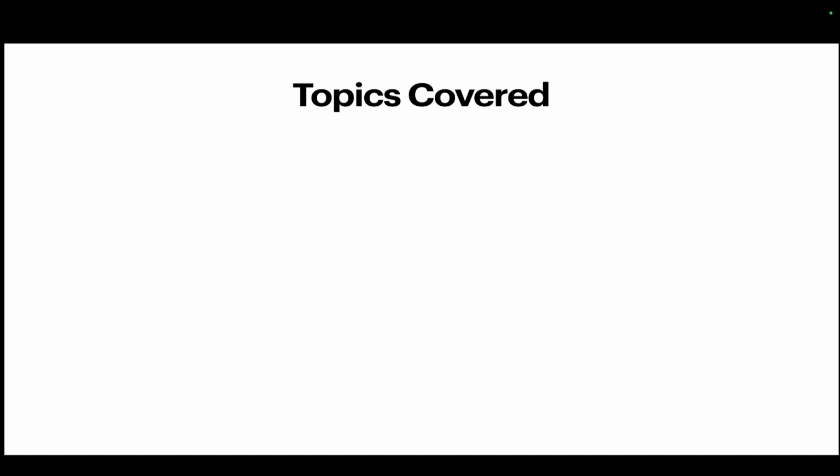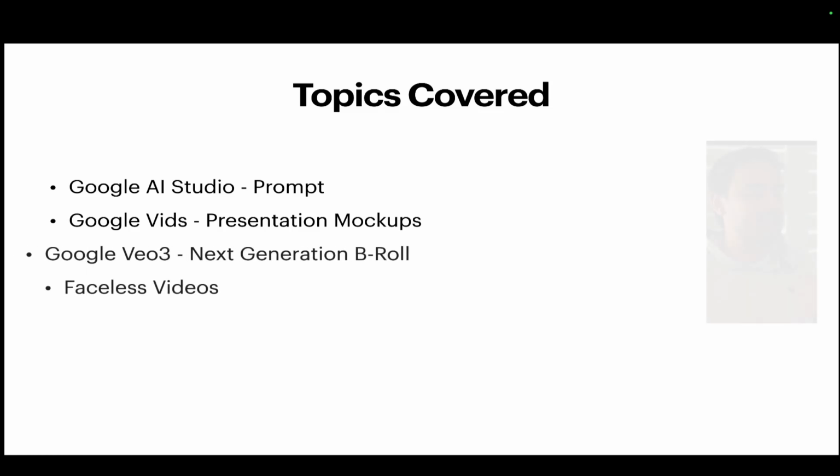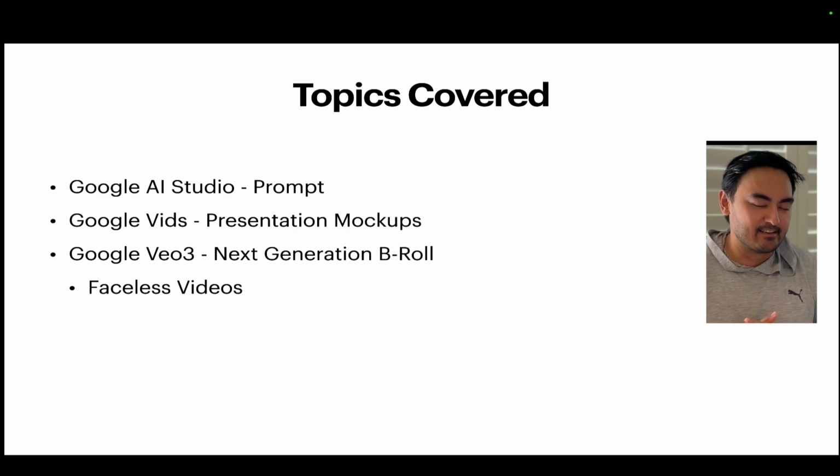workflow. So really what this video is going to cover is first talking about Google AI Studio, which is what I use to come up with the prompts and the script. From there, I feed that into the new Google Vids creator, which basically makes a whole presentation for you and has the option to do voiceover. And then lastly, there's a new thing just released today called Veo 3, which could create amazing B-roll content. And you could also use this to stitch together faceless videos.